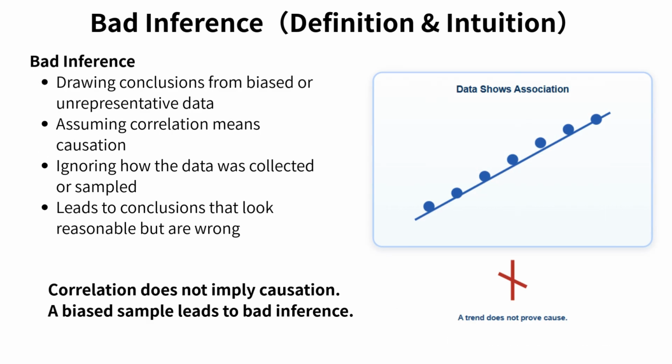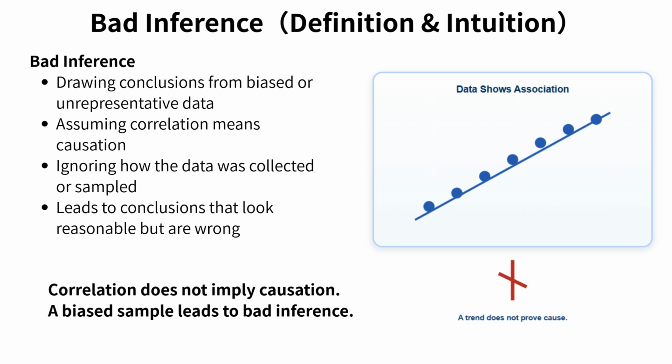Now let's look at an important distinction: association versus causation. Take a look at the pattern in this scatter plot. The data points follow a clear upward trend, with a line of best fit showing a strong positive association. When one variable increases, the other tends to increase as well. This is what we call an association or correlation.